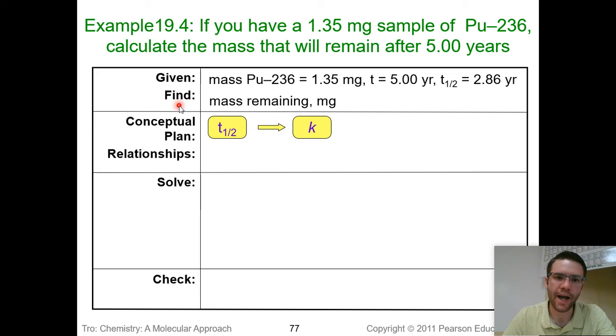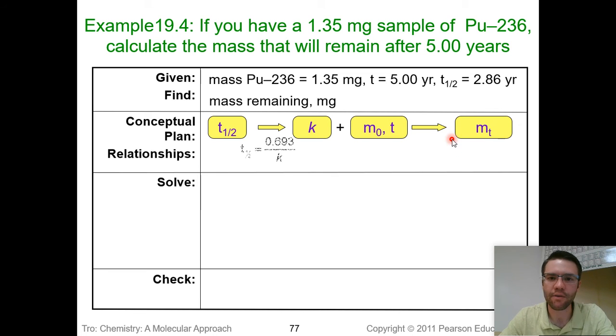So we want to take our half-life and get our K value. What is our K constant? So we can use our equations. Once we know our K value, we'll use our initial concentration and our time, and we can calculate our mass that's left over at the end.